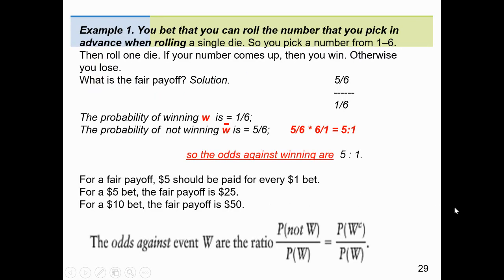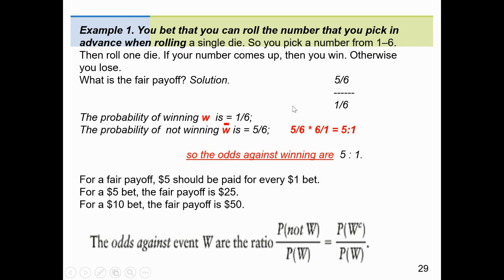All right. You bet you can roll the number that you pick in advance when rolling a single die. You pick a number from 1 to 6, then you roll the die. If your number comes up, you win. Otherwise, you lose. What is a fair payoff? Well, probability. All right.